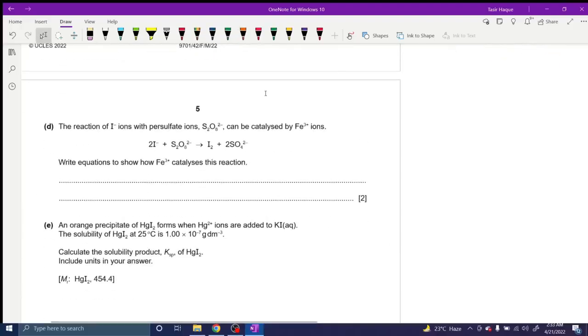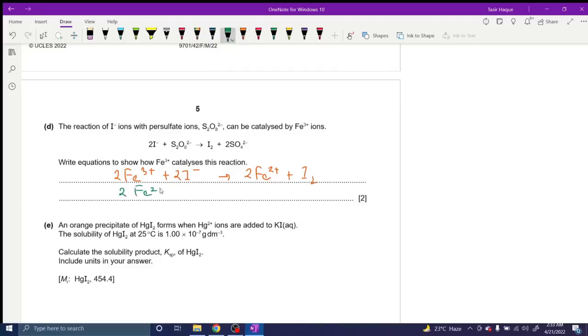Write equations to show how Fe3 plus catalyzes this reaction. So Fe3 plus is the catalyst, so it has to be used in the first step since we need to regenerate it. This is memorized. So 2 Fe3 plus plus 2 iodide. In the first step, Fe3 plus is reduced and it oxidizes iodide to form 2 Fe2 plus and 1 mole of iodine. What happens in the next step?